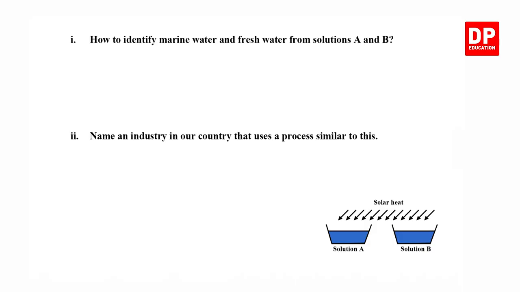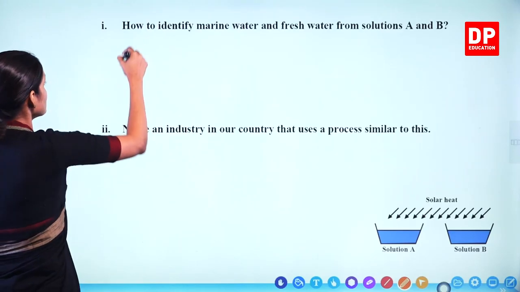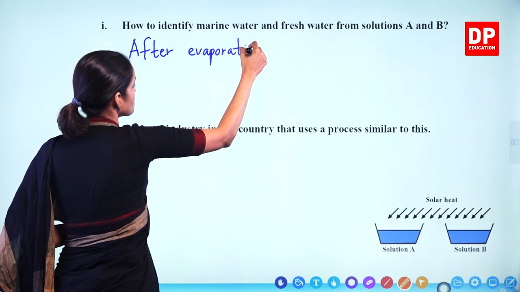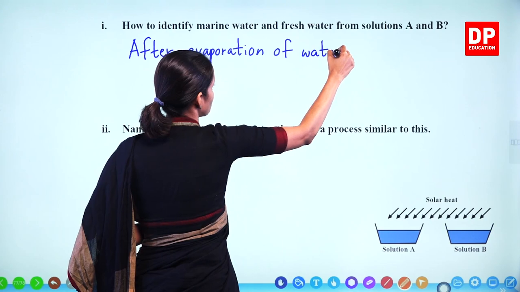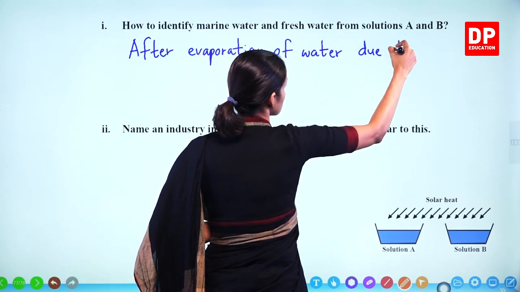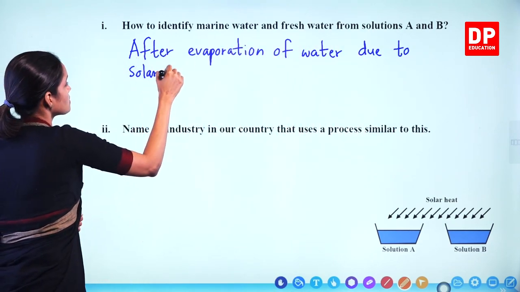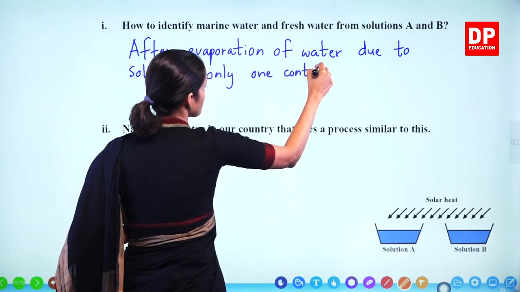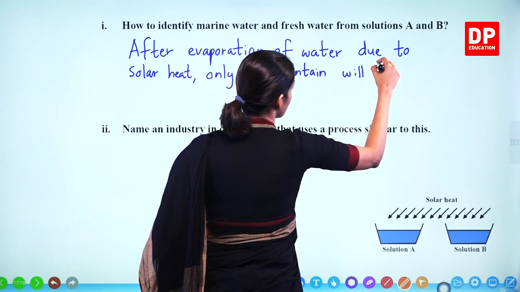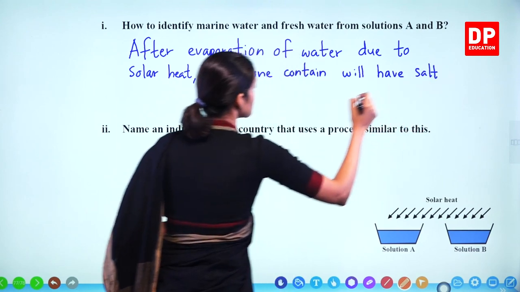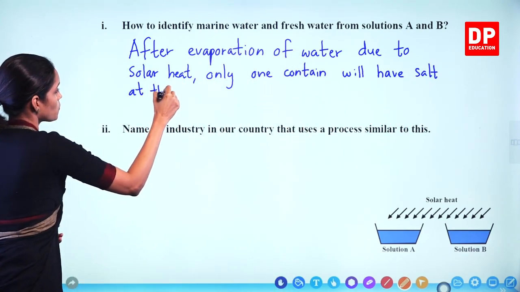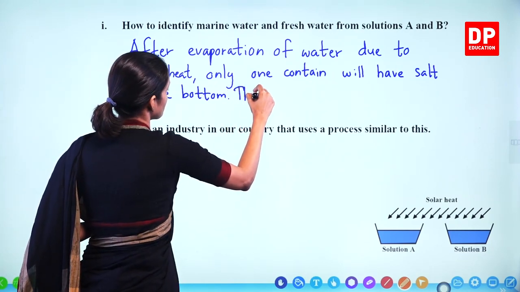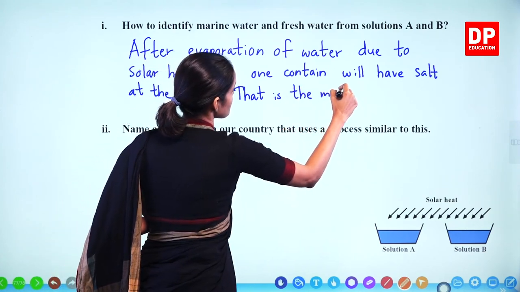How to identify marine water and fresh water from solutions A and B after evaporation of water due to solar heat. Only one container will have salt at the bottom. That is the marine water sample.